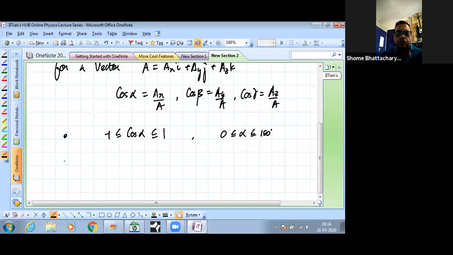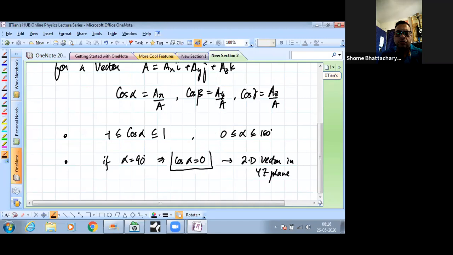One thing, we also saw that if a particular angle happens to be 90 degrees, then that particular direction cosine becomes 0. So then it becomes a two-dimensional vector. For example, in this case, it is in YZ plane, because the x component will be 0. If this is 0, that means the x component of the vector is 0. So that means that it's lying in the YZ plane like that.